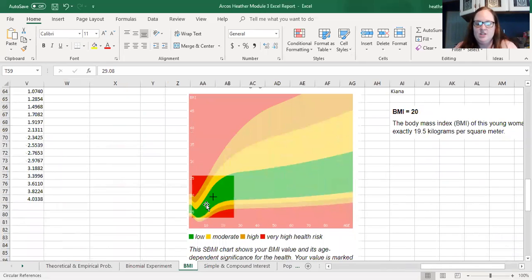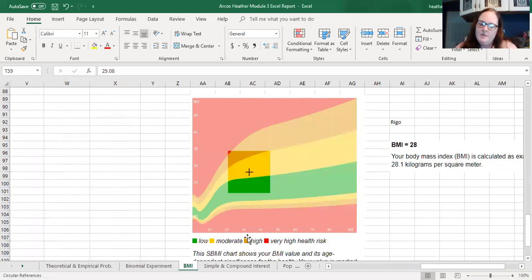This is my daughter. She's in the green, so she's got a low BMI. And then my husband's is in the moderate category as well. So maybe we need to work on that a little bit.